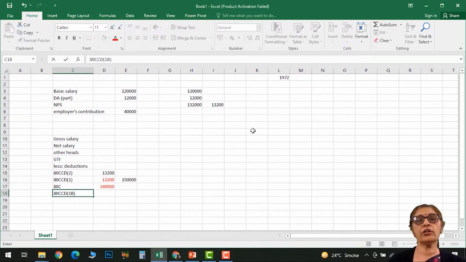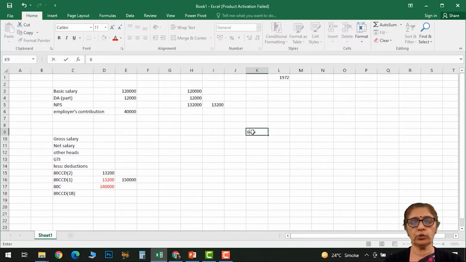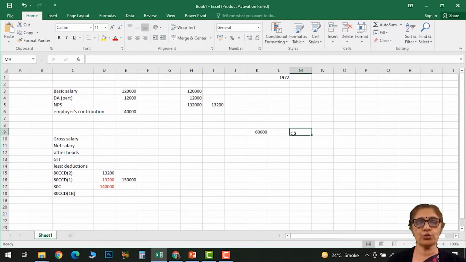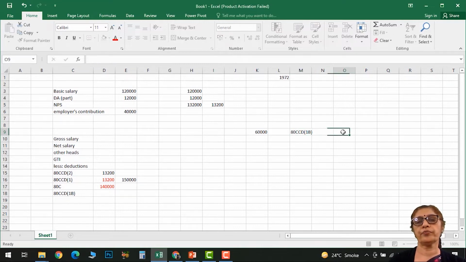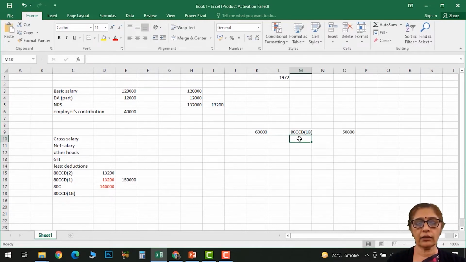So if you have a figure of your contribution, let's say you contribute 60,000 to NPS, what you should do is first give deduction under 80CCD(1B). That's the first thing you should do. Take the maximum benefit of 50,000, and the remaining you take towards 80CCD(1). That's the right way to get the maximum benefit of deduction.